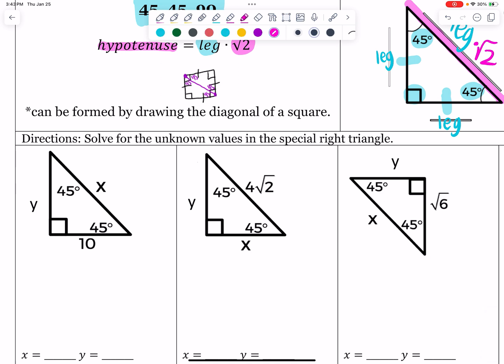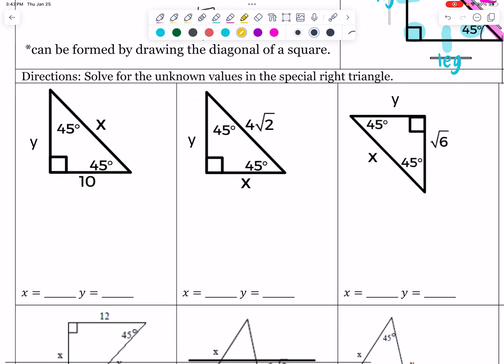So it says, in the first set of directions, solve for the unknown values in the special right triangle, each one. So the first thing I'm going to do is color code. Here's my right angle. So here are my legs, and then here's my hypotenuse. So what information am I given? I'm given one of the legs is 10. So I also know that the other leg is going to be 10. So y is going to be 10. Both of those are going to be 10.